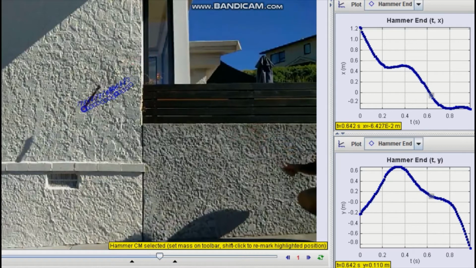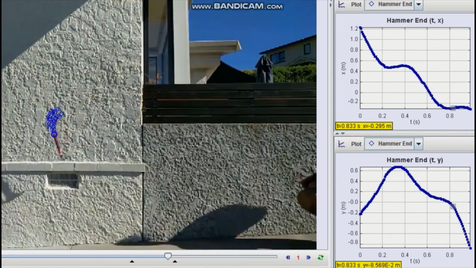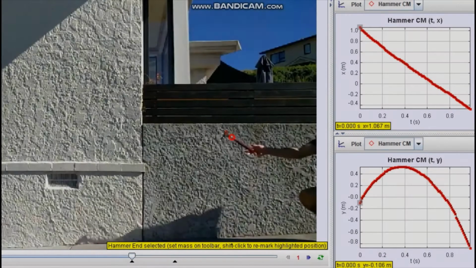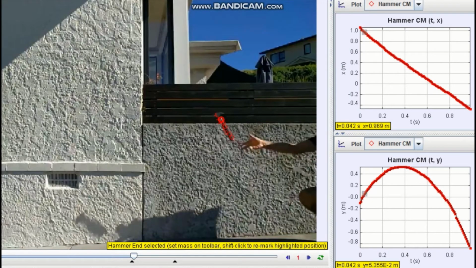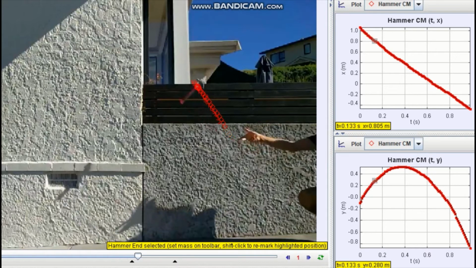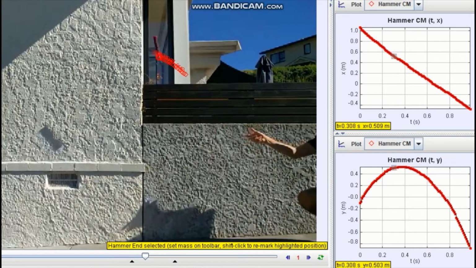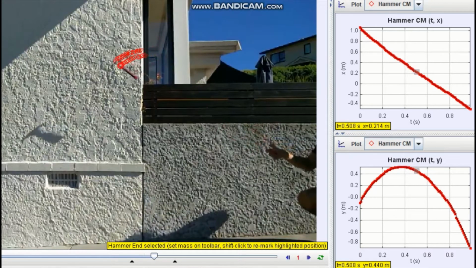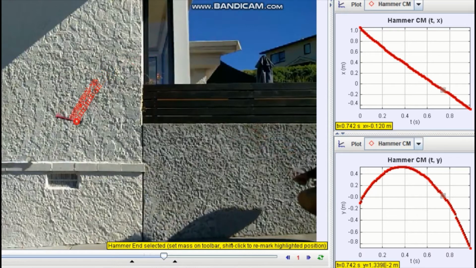But something interesting happens if instead of tracking the handle, we track the centre of mass. Now this is the same throw, and now I'm tracking the centre of mass which I marked earlier. And you can tell by looking at the tracks as well as looking at the graphs on the right hand side that the centre of mass of the hammer is in projectile motion. And this is because the centre of mass is like the centre of gravity, and the weight force of the hammer is acting through that point. So that point travels as if it is in projectile motion.